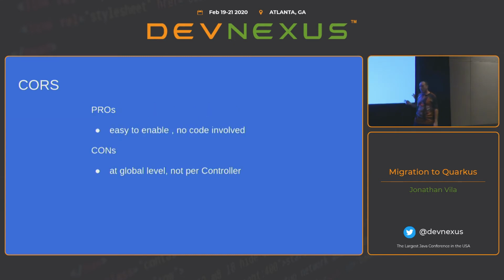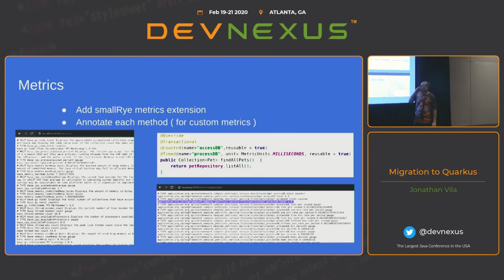One of the things is that I haven't found a way to do it at controller level. So in this project, in Spring, the CrossOrigin is configured at each controller, and I didn't find a way to do it the same in Quarkus, so I needed to do it globally. So all the controllers are sharing the same CrossOrigin information. About metrics. Well, with metrics, we are using this SmallRye open metrics extension, and we have to annotate every method. So it's counted, timed, we annotate the method, we will have the metrics.